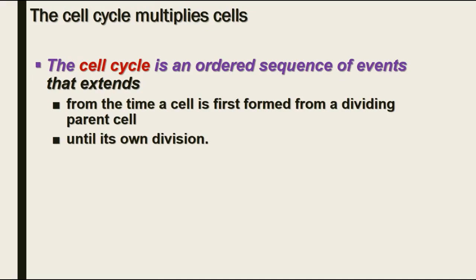The cell cycle is what we talk about as the entire life cycle of the cell. It's a definite sequence of events that starts from the time a cell is first formed from a dividing parent cell until its own cell division, however much later that happens to be. The length of time it takes for a cell to go through its entire life cycle depends upon what kind of cell it is.